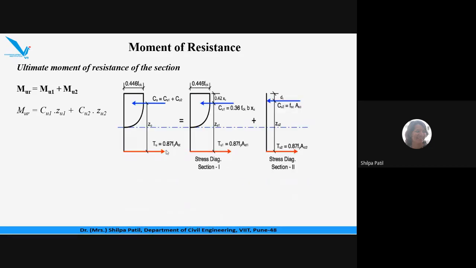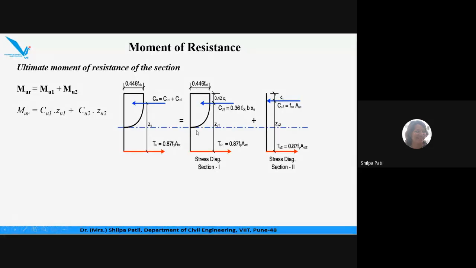Okay. So now what is Cu1? This expression we already know. What is Cu2? We know this expression. What is Zu1? Zu1 is this distance, lever arm. So how to calculate Zu1? It is simply the total effective depth d minus 0.42 xu. Okay. What is Zu2? Zu2 is the lever arm, again the distance between Cu2 and Tu2. Here in this diagram, Zu2 will be calculated as total effective depth d minus dc. dc is actually the cover to the steel present in compression zone.